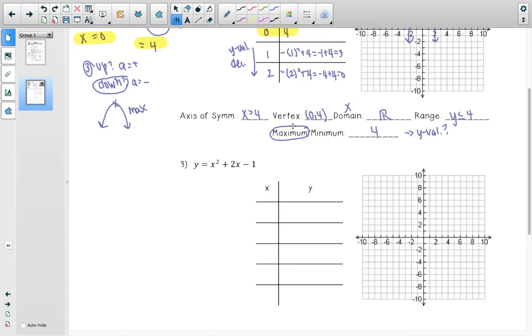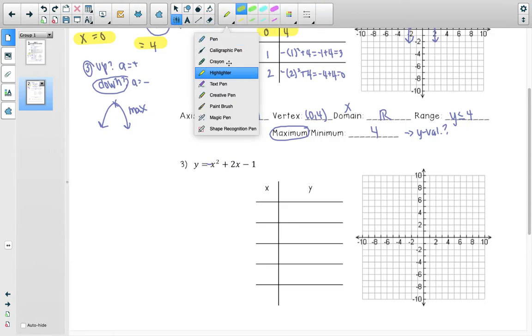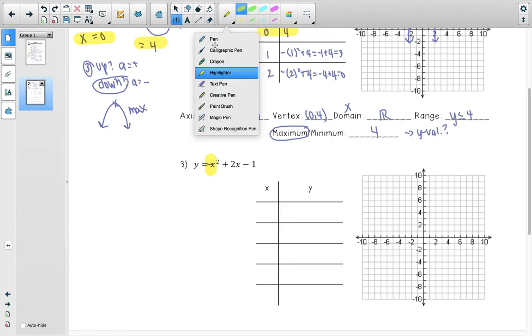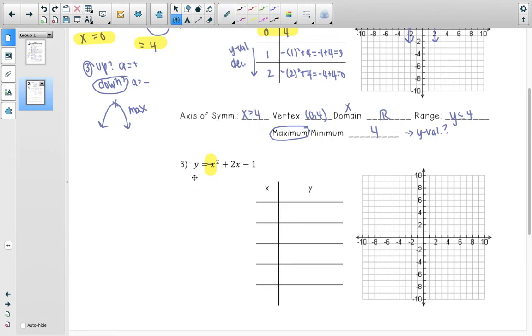Okay, so I don't know how it's going to turn out, but I am going to make this negative x squared. I'm doing that because I want to go over this negative thing, because I have noticed a lot of issues in years past with this, so we might as well be proactive. So a is with x squared, b is with x, and c is with the number.